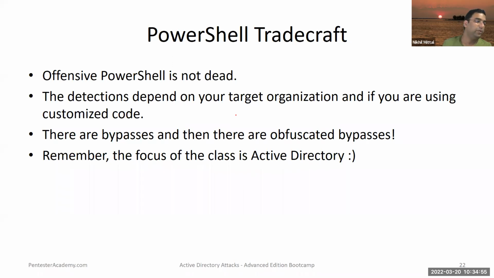Gone are the days where you can pick up some code from GitHub and start using it right away against any of these EDRs. You have to customize code, and that is true for PowerShell code or .NET code or whatever. And then there are bypasses for security controls. If the bypasses are detected, there are obfuscated bypasses. For example, the SB logging bypass or the MZ bypass that we use in the class, those are obfuscated versions of well-known bypasses.